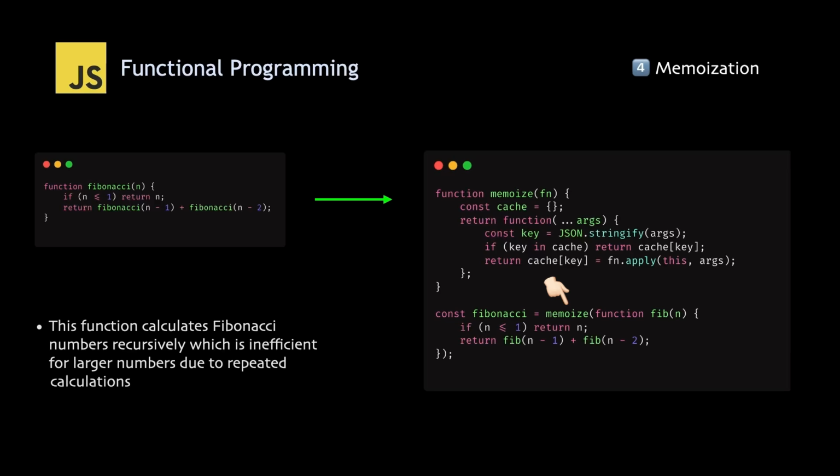Now we have wrapped the Fibonacci function with a memoize function. Memoize creates a cache to store results of function calls. When the same arguments are passed again, it returns the cached result instead of recalculating, which significantly improves performance for repeated calls or larger numbers.